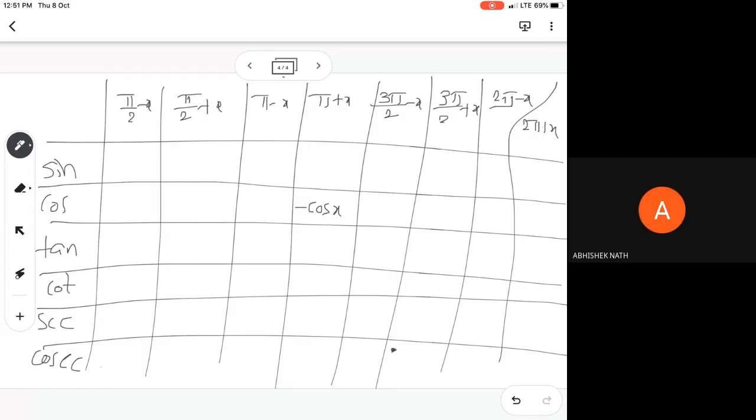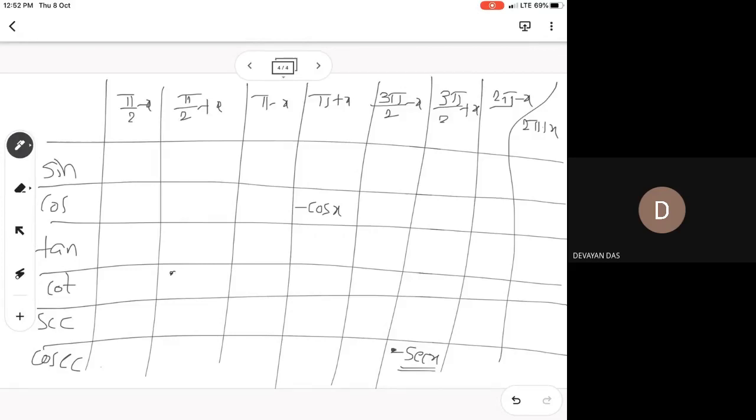3 pi by 2 plus x, which quadrant? Fourth quadrant, cos positive, secant positive. I am asking cosec, so it will be negative. Since it is 3 pi by 2, cosec will change to secant, so the answer is minus secant x.